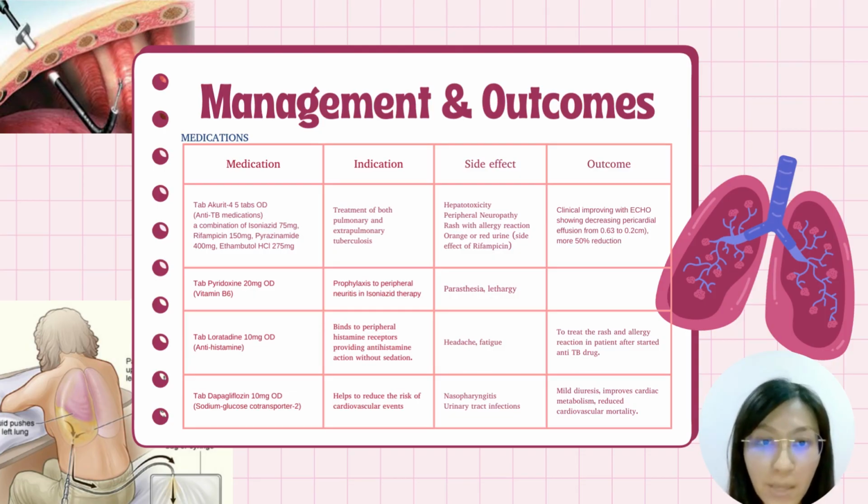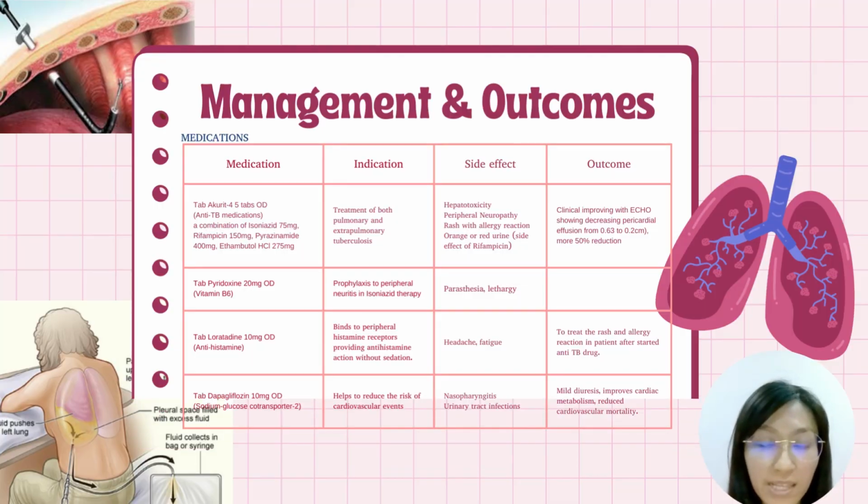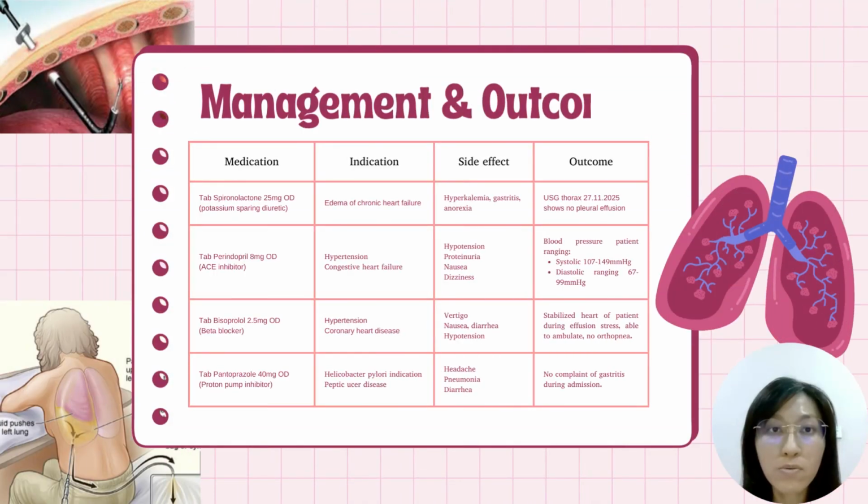And the other medication is dapagliflozin 10 mg to be taken once a day. It helps to reduce the risk of cardiovascular events, which have the outcome of mild diuresis, improved cardiac metabolism, and reduced cardiovascular mortality. Continue with tablet spironolactone 25 mg once a day, a potassium-sparing diuretic used to reduce the edema in patients with chronic heart failure. So we can see that in the ultrasound thorax dated 27 November, there is no more pleural effusion.